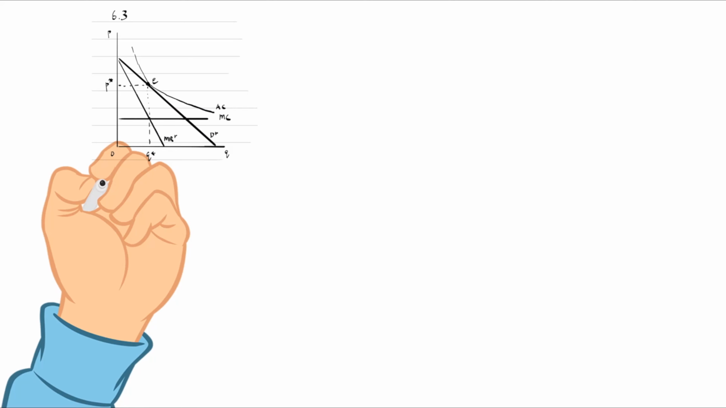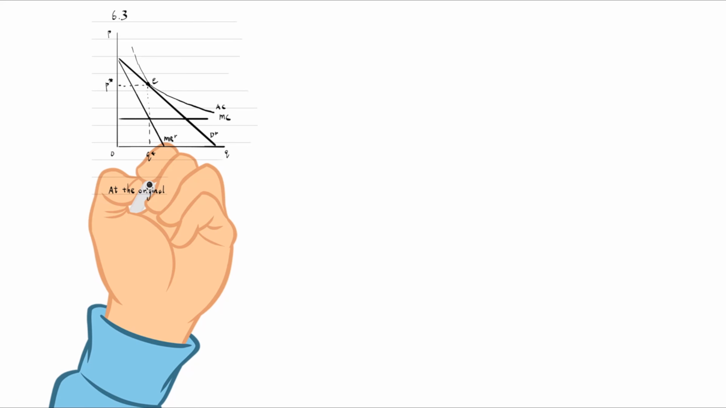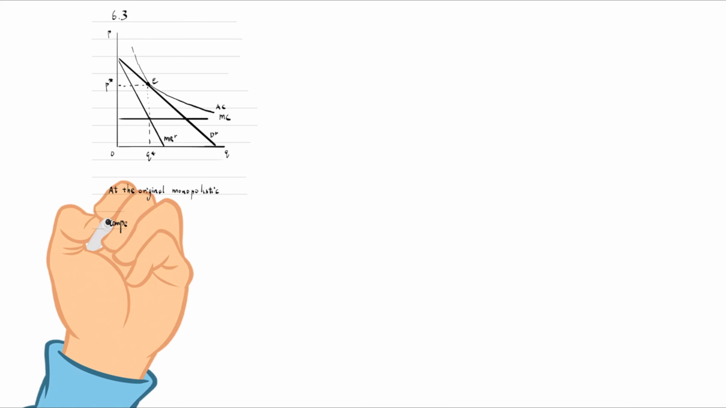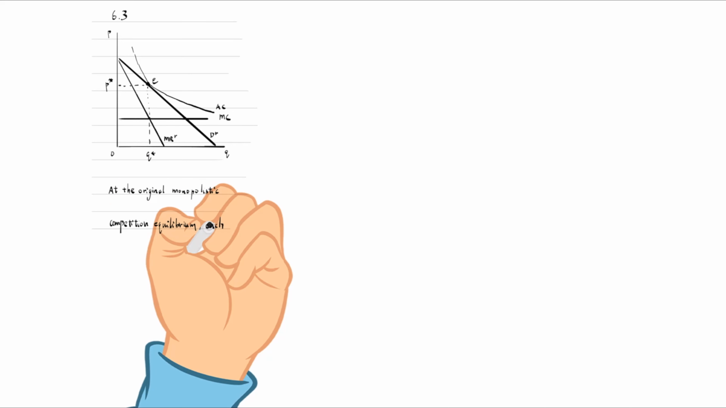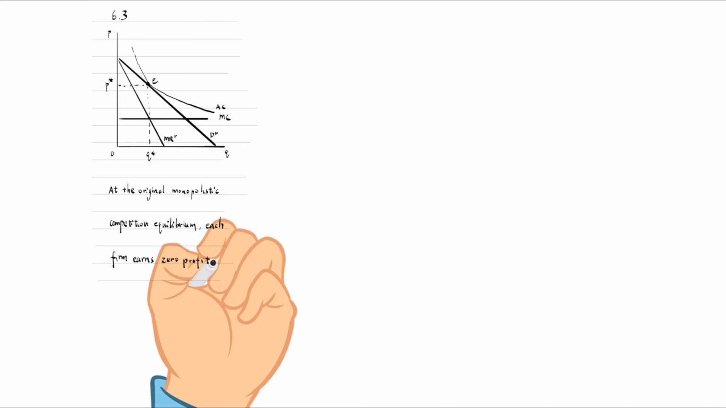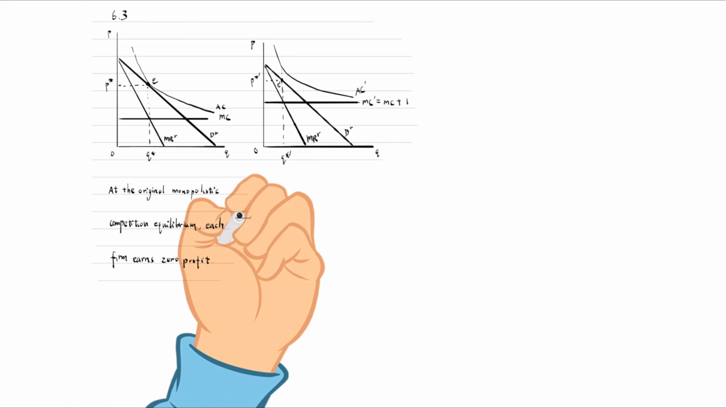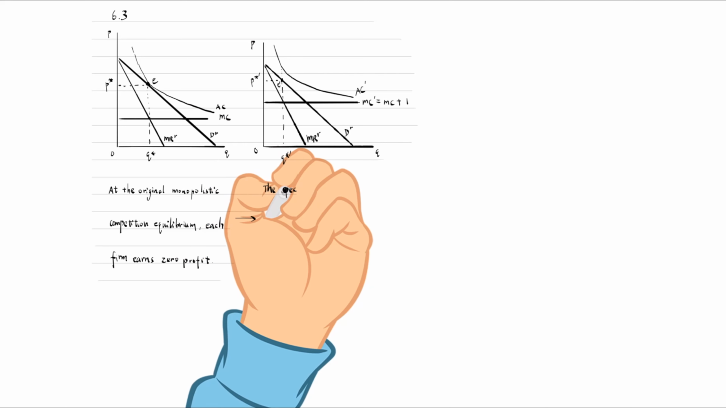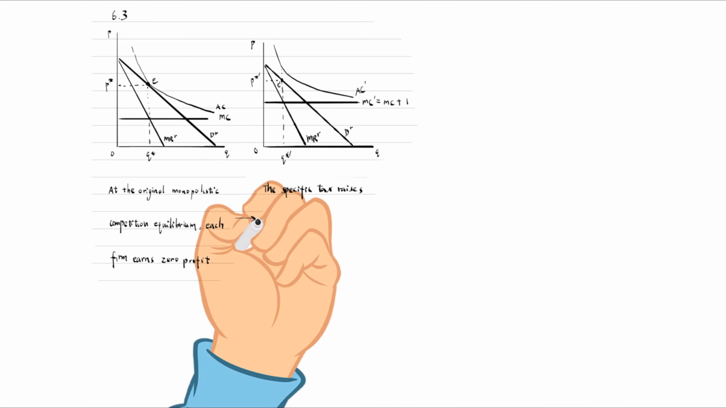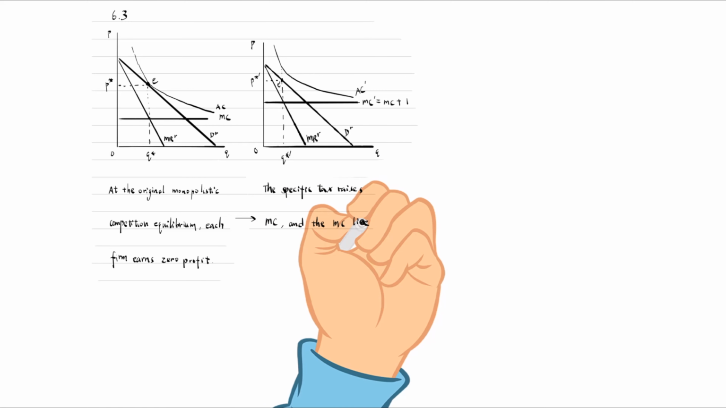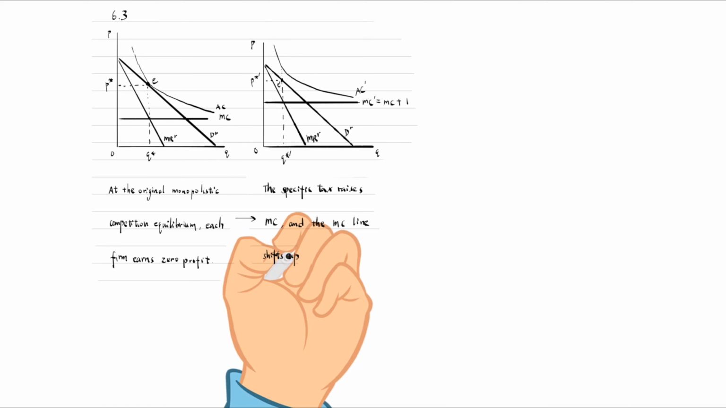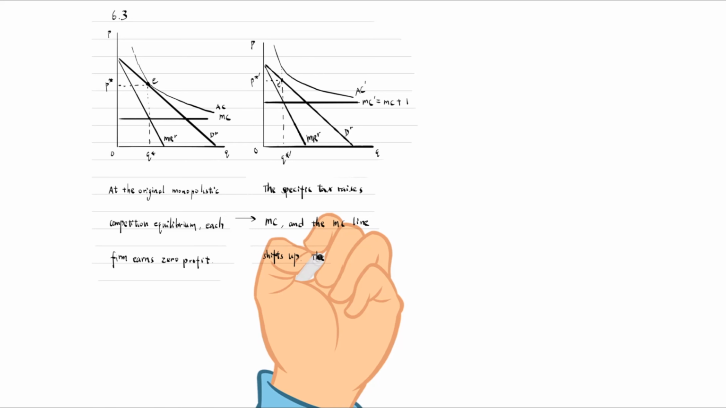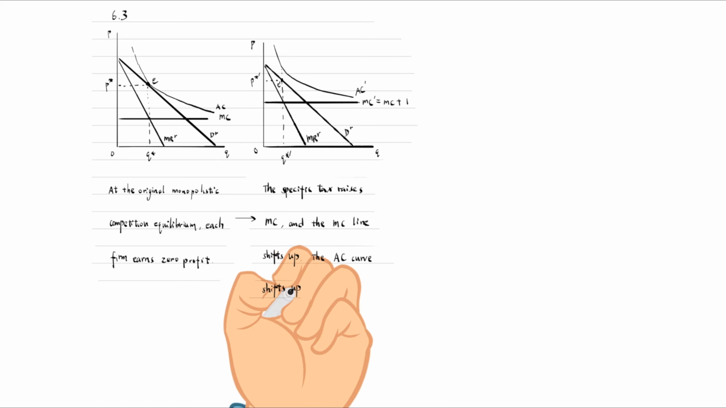At the original monopolistic competition equilibrium E, each firm produces Q star units, where marginal revenue equals marginal cost. Each firm earns zero profit because at the equilibrium, the price P star equals the average cost. The specific tax raises the firm's marginal cost by $1 per unit. The marginal cost line shifts up by $1. Thus, the average cost curve shifts up too.